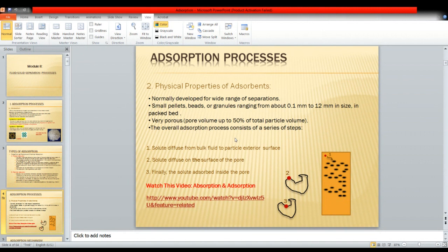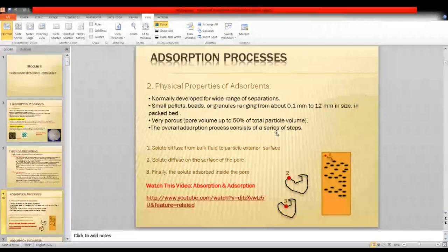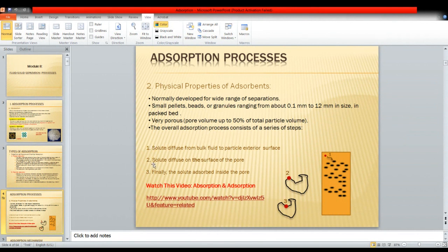The overall adsorption process consists of three series of steps. The solute diffuses from the bulk fluid to the particle's exterior surface. So the first step is diffusion, because if you're separating water and phenol, the phenol will diffuse through the water and reach the surface of the adsorbent. So this is the first step.